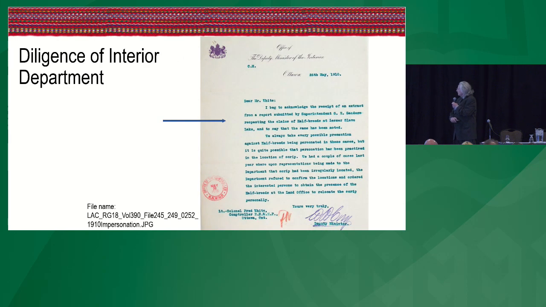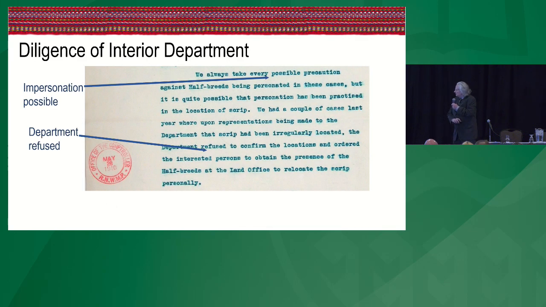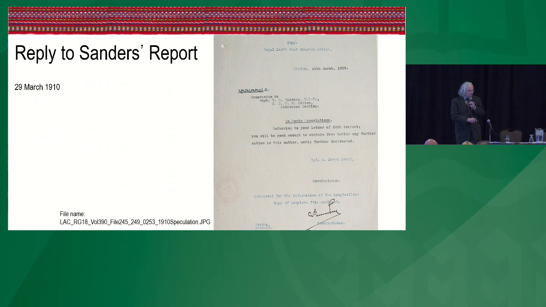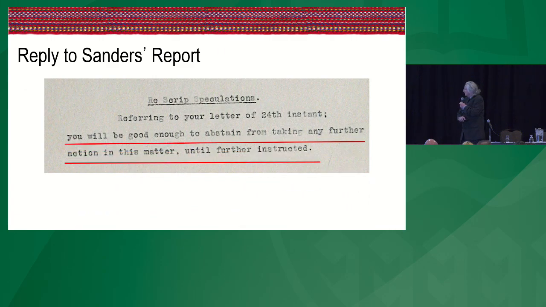So he reports it. Then the Department of Interior gets back, says, well, you know, impersonation's not likely, and we're diligent. That's what they reply back, that they're diligent, right? And of course, then the senior to Saunders says, regarding your letter, you'd be good enough not to take any further actions in this matter until instructed. He wasn't instructed, okay?